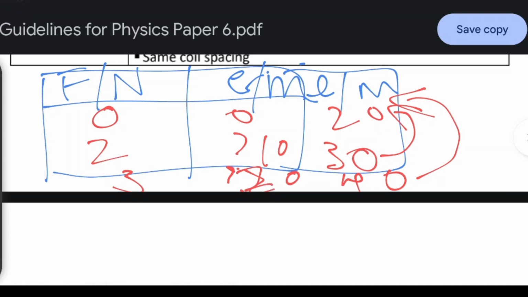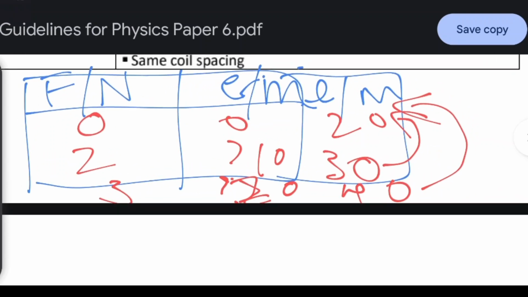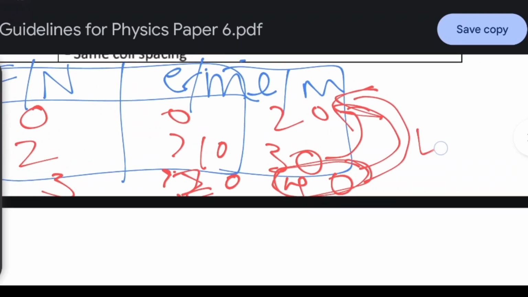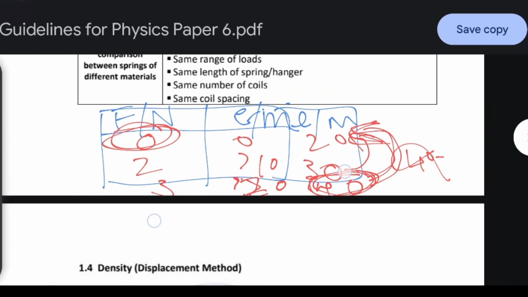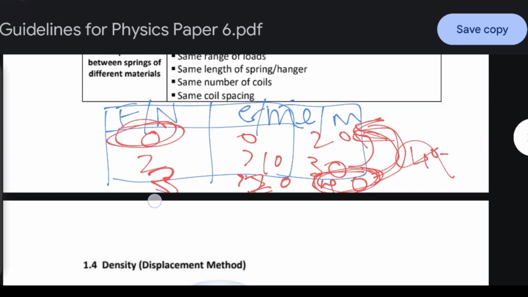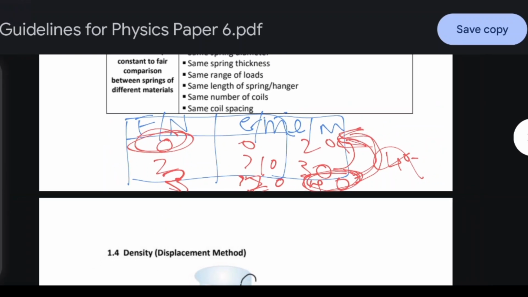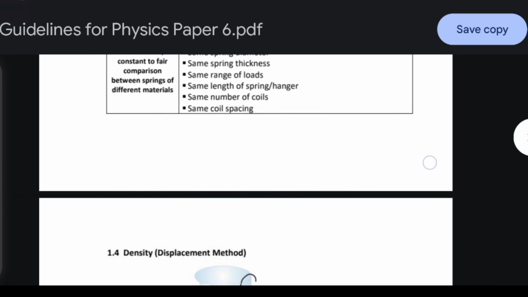My point in doing all this is to explain that you will always subtract the original length from the length. Some students subtract 40 minus 30. That's wrong, you can't do that. You will subtract the original length with no load from 40, because you have to find how much it extends with a load of 3 Newton compared to 0 Newton. I hope you all got my point.